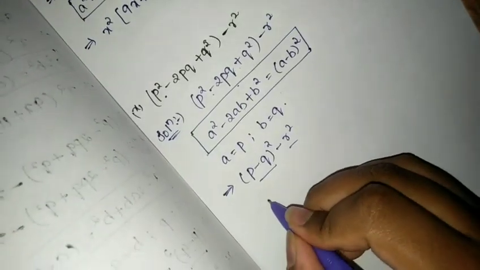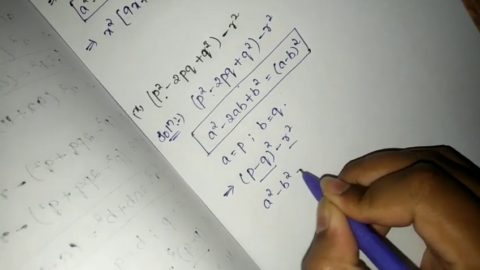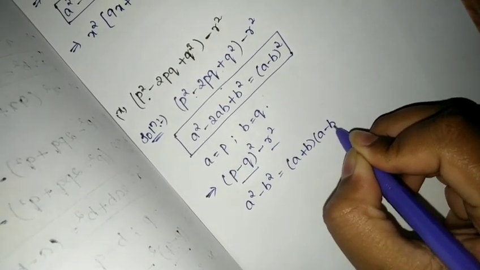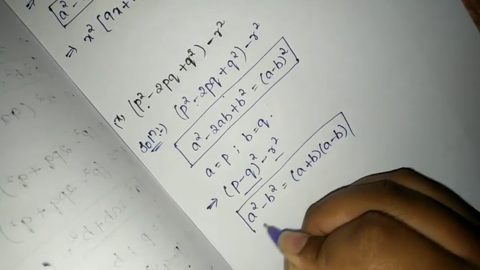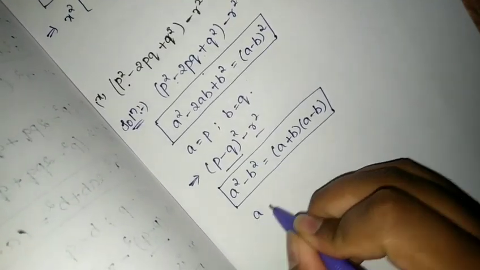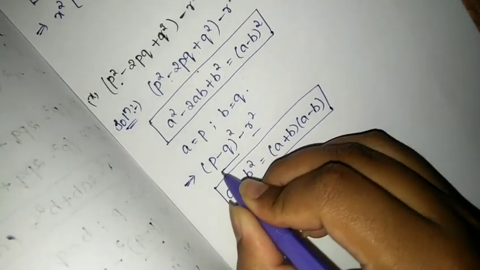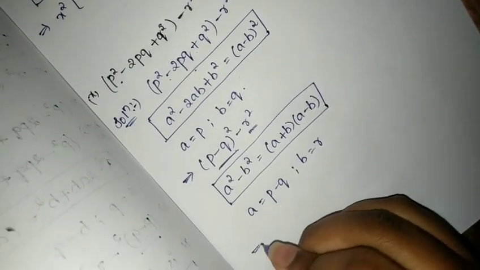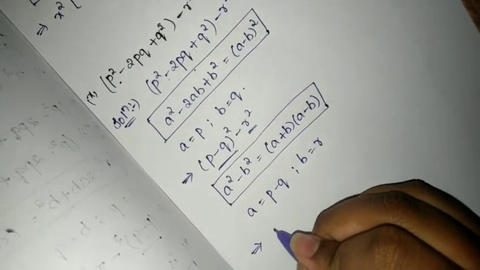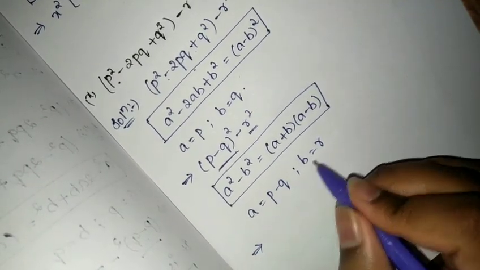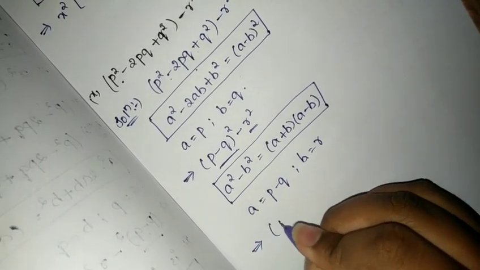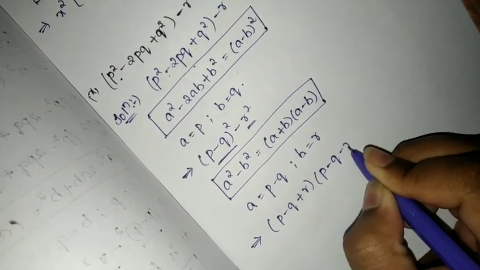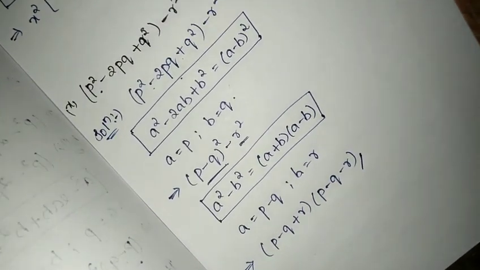So it is in the form of a square minus b square. The formula for this is, we all know, a plus b into a minus b. So here a equal to p minus q and b equal to r. So the formula for this is a plus b into a minus b. That means p minus q plus r into p minus q minus r. This is our solution for 10th problem.